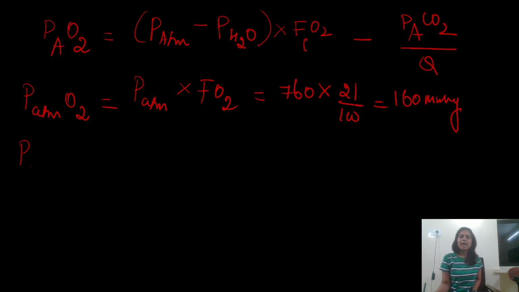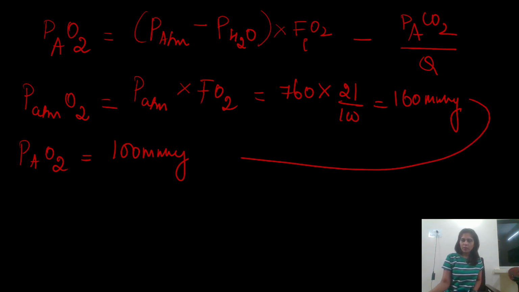I said alveolar partial pressure of oxygen is 100 millimeter of mercury. So what is the reason for this reduction from 160 to 100? Because two dilutions happen on the way. The first one is your airways have an air conditioning effect. That is, your airways add water vapor to the incoming air. So when it adds water vapor, any space that is occupied by the water vapor cannot have oxygen.